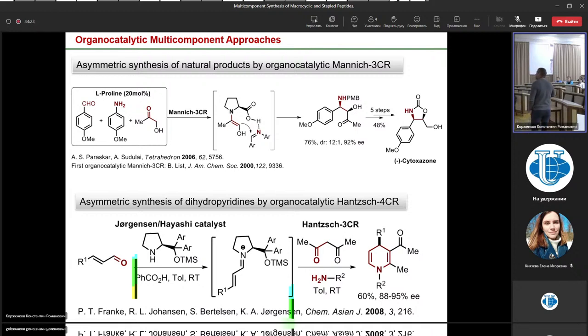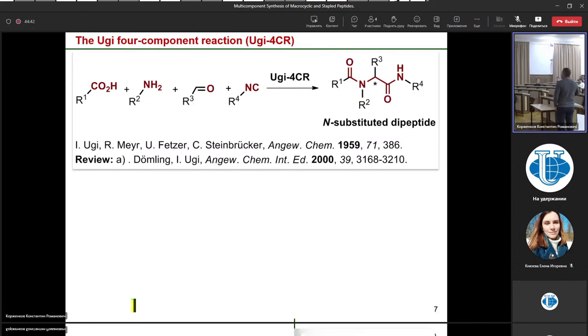So the full idea was not so new, but we found a niche using isocyanide multi-component reactions, and this is what I want to explain: how we develop new multi-component reactions using chiral aldehydes produced by organocatalysis as substrates of isocyanide-based multi-component reactions, okay?